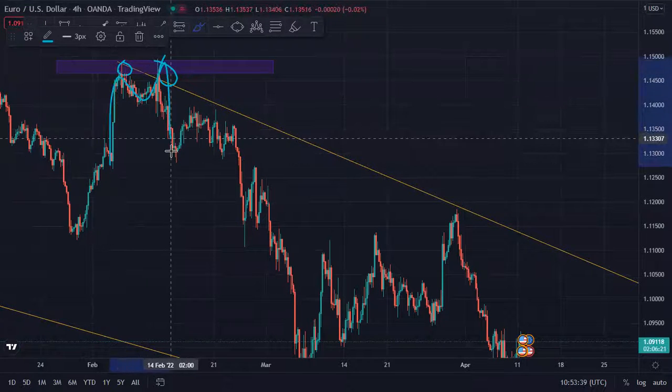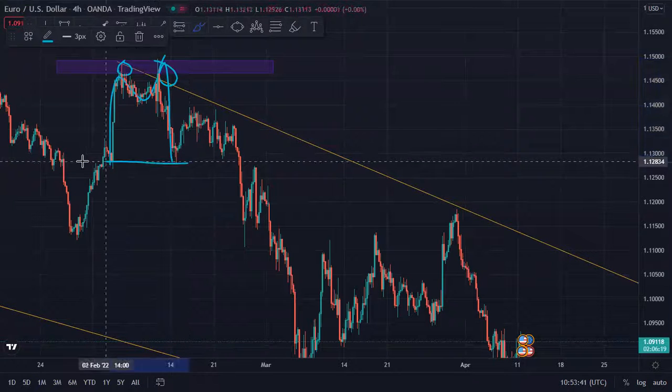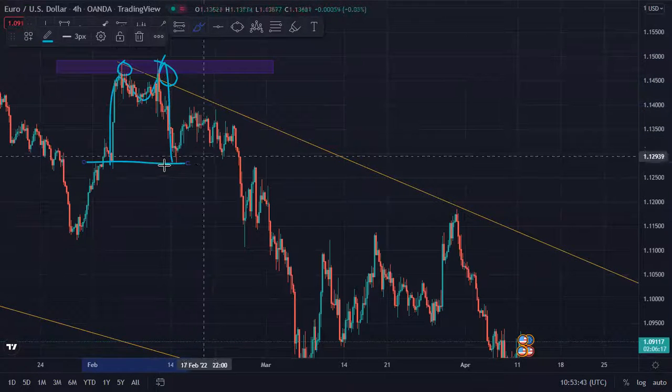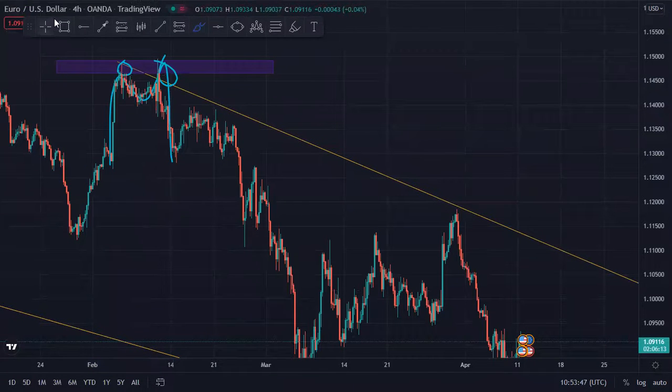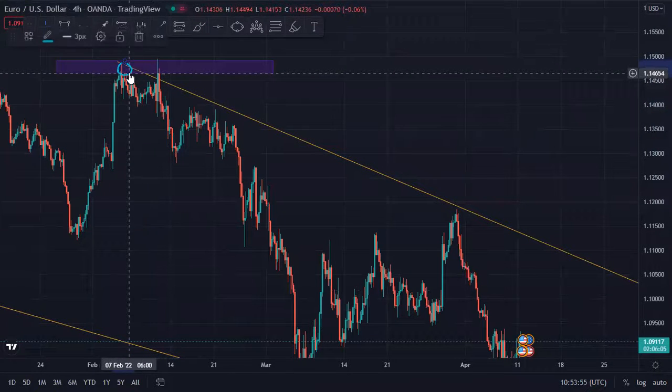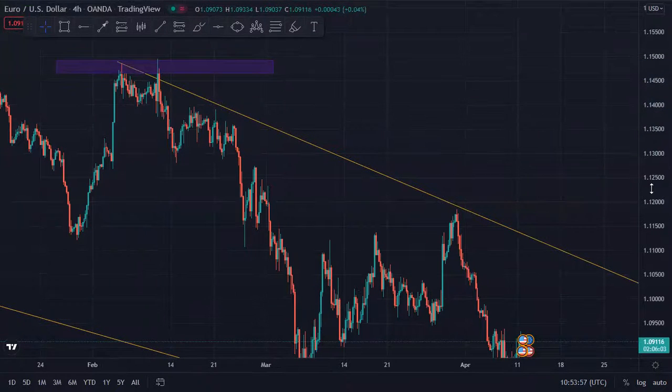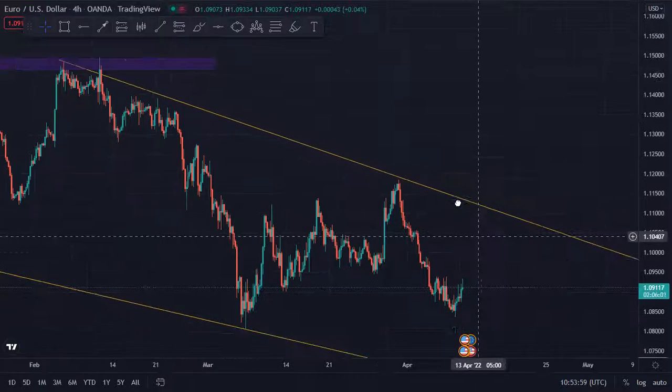The impulse completed the Dow top, and then decided to correct and continue to the downside. So that's how the market is, but not 100% of the time, 90% of the time it does that. So let's focus on the current market structure.